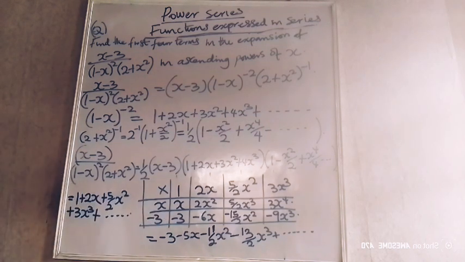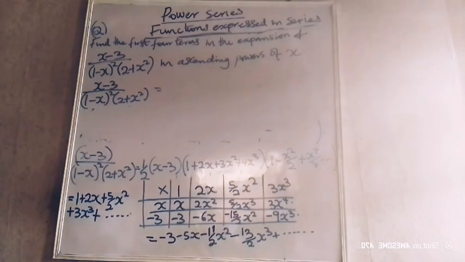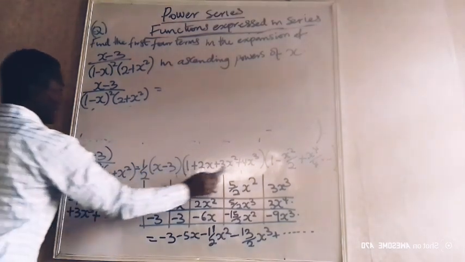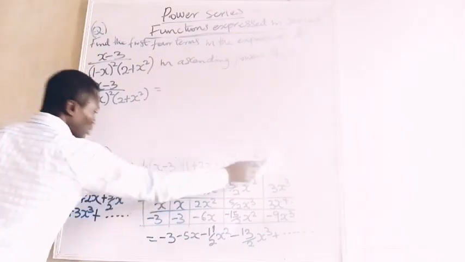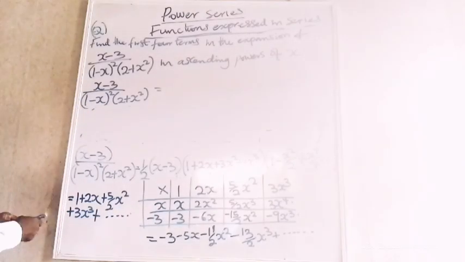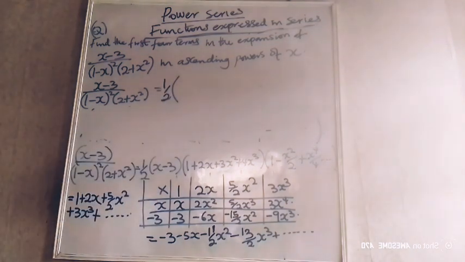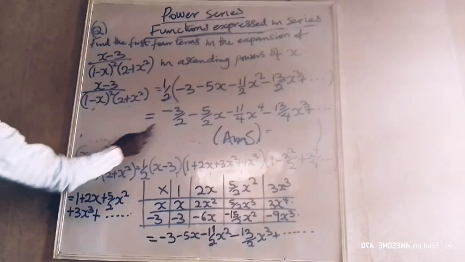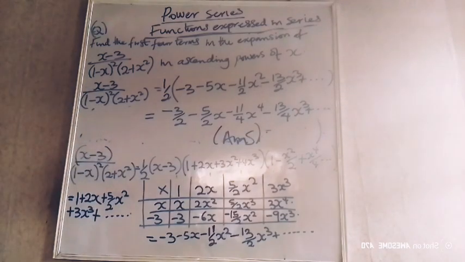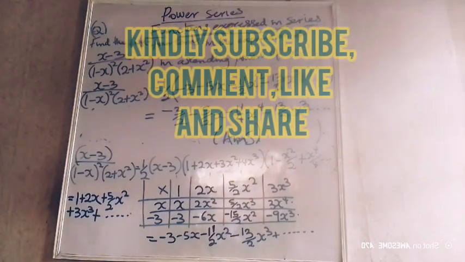So what this implies is that this half multiplied by all this is the answer. At the end of the day, our answer is going to be half multiplied by this. So this is the answer to the question. You can see the process we went through, and it's very easy and fast.